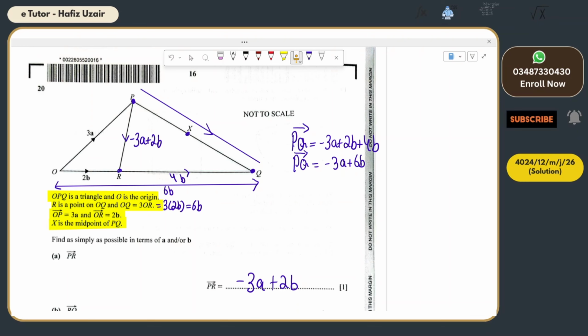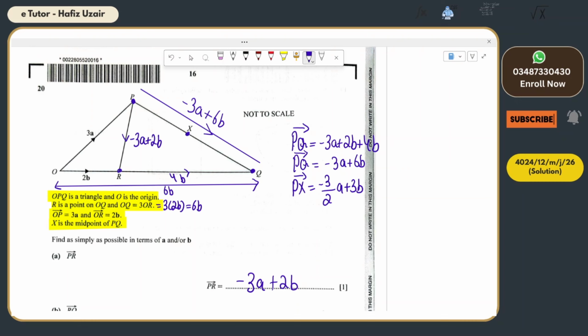Now you can easily check that X is the midpoint, and this whole thing is minus 3a plus 6b. I'm just doing working over here so that I can copy and then paste it in the answer. Now what is PX? PX is actually half of PQ. Just take half of these coefficients. So this will be minus 3 over 2 a plus 6 half is 3b. So PX is minus 3 by 2 a plus 3b.